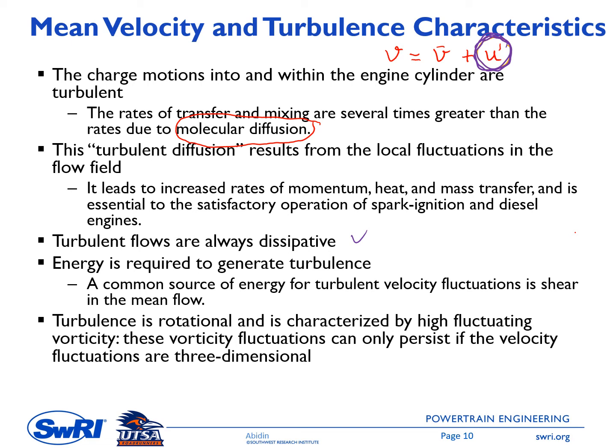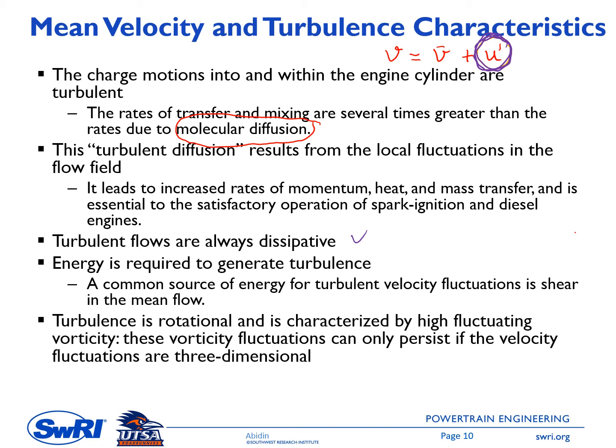A common source of energy for turbulent velocity fluctuation is shear in the main flow. So this is another thing. If you want to generate turbulence, from what you learned in fluid mechanics, you can have a jet flow. A jet flow always generates high turbulence, but you will lose a lot of energy there.